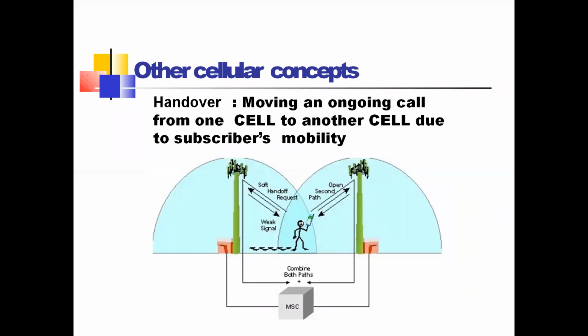And the other basic cellular concept is handover or handoff. We already discussed this. An ongoing call moving from one area to another area, or one cell to another cell, without disconnecting the call is nothing but the handoff or handover. That means the transition of a call from one cell to another cell is called the handoff process. Okay.